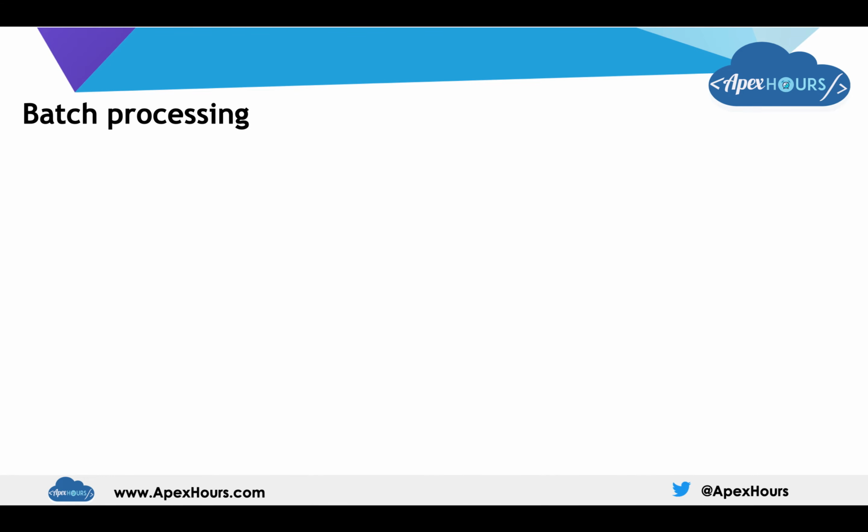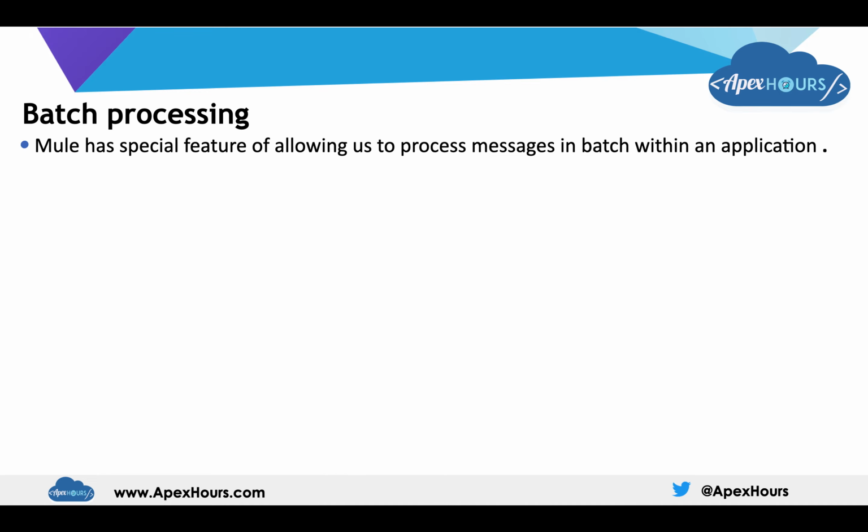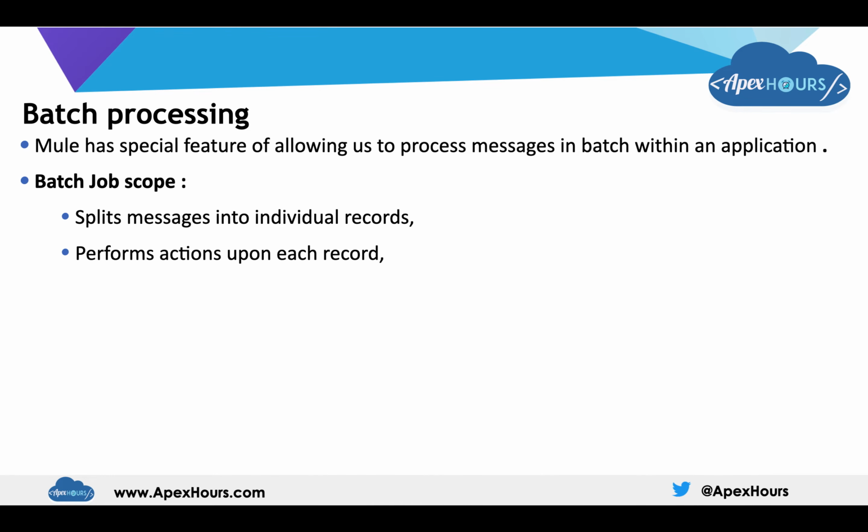All right, now next connector and the final connector for developing APIs is batch processing. This is also really important in terms of certification exam, also in the real time cases. Whenever there is a requirement for you to update thousands or millions of records, then we will go with batch processing. Mule has this special feature allowing us to process messages in batch within the application. In the batch scope, it splits the messages into individual records, performs actions upon each record, and then reports on the result.